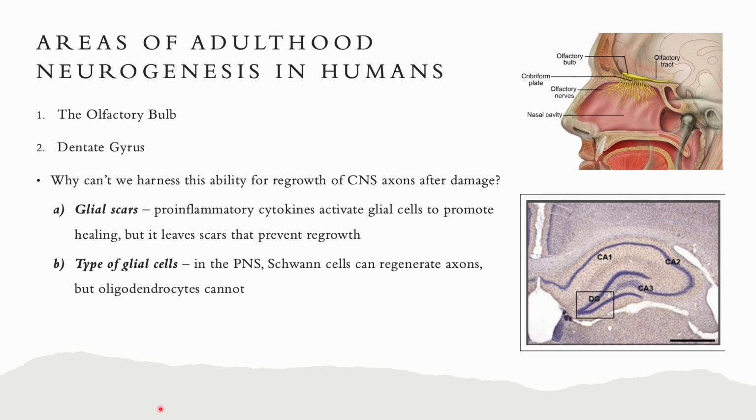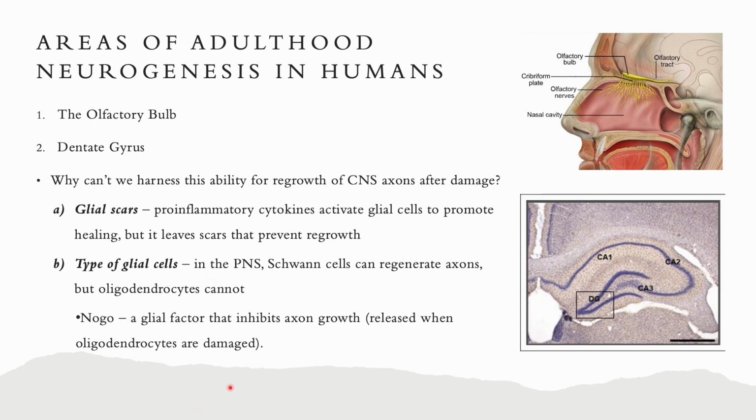There are types of glial cells in the peripheral nervous system, like Schwann cells, that can actually regenerate axons after injury, but oligodendrocytes, which are essentially Schwann cells within the central nervous system, cannot do so. This is due to a factor called Nogo. This is a glial factor that inhibits axon growth, released when oligodendrocytes are damaged.